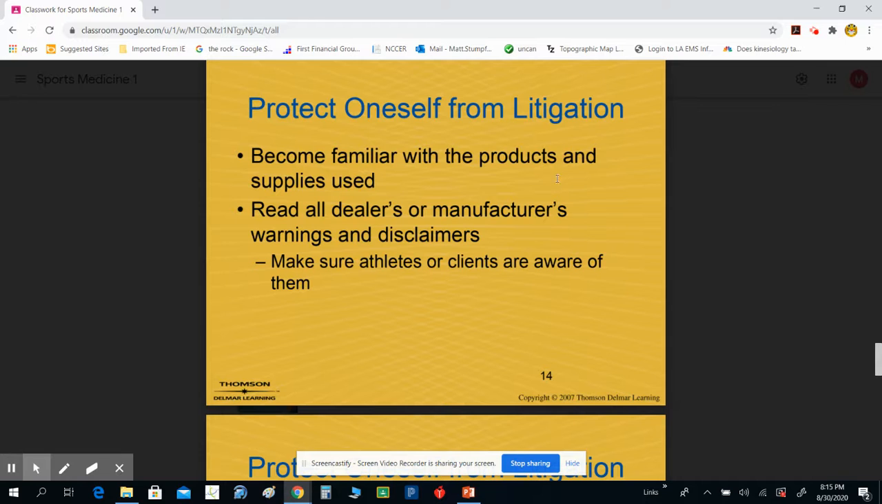Become familiar with products and supplies used. Become familiar with the tools of your trade. That's just smart. Read all dealers or manufacturers' warnings and disclaimers. Make sure your athletes or clients are aware of them.